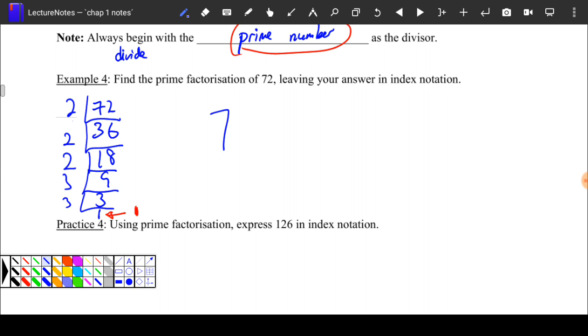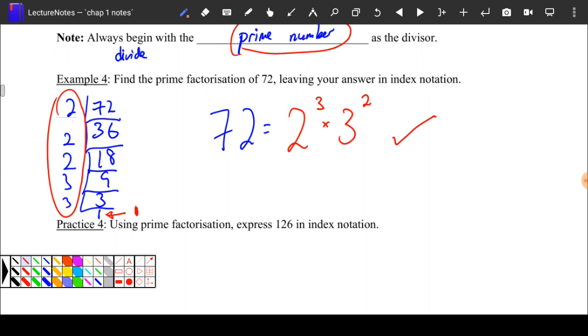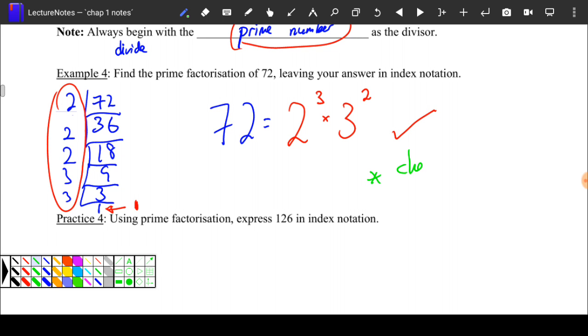So I can rewrite 72 is equal to, you look at the numbers here. Can follow so far? So what do I write? 2 to the power of 3 times 3 to the power of 2. Now, it's always good to check. How do I check whether I'm correct or not? You press your calculator. So take your calculator, press 2 cube times 3 square. Do you get back 72? If yes, then I say it's correct.